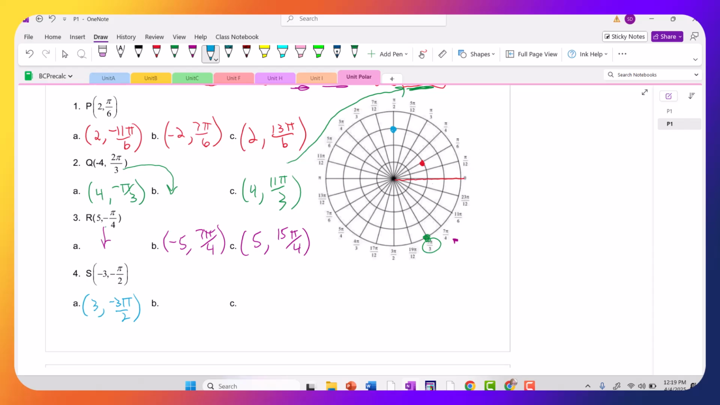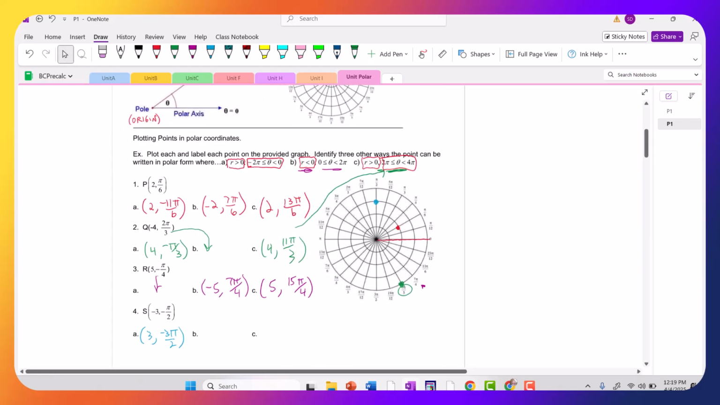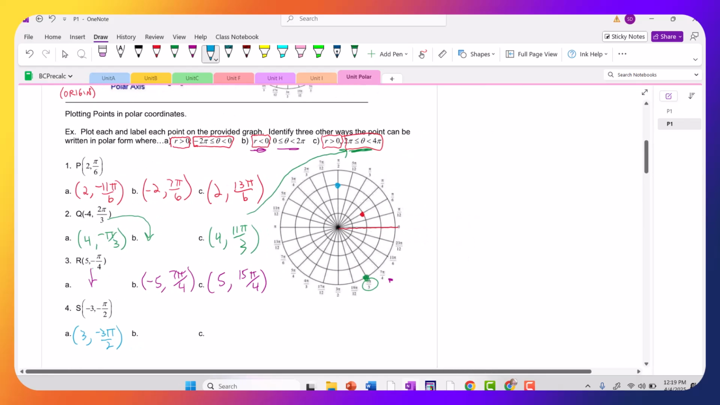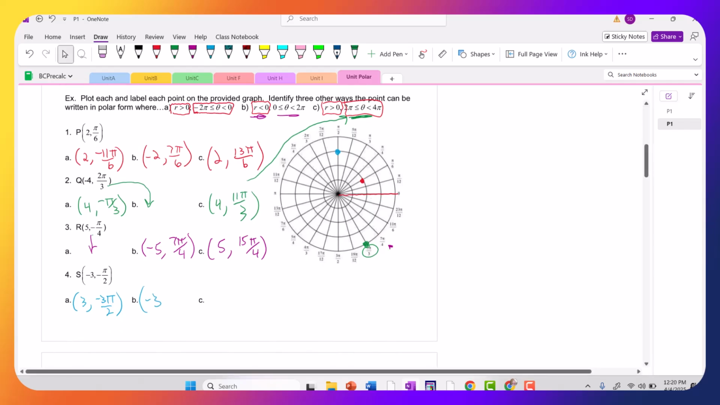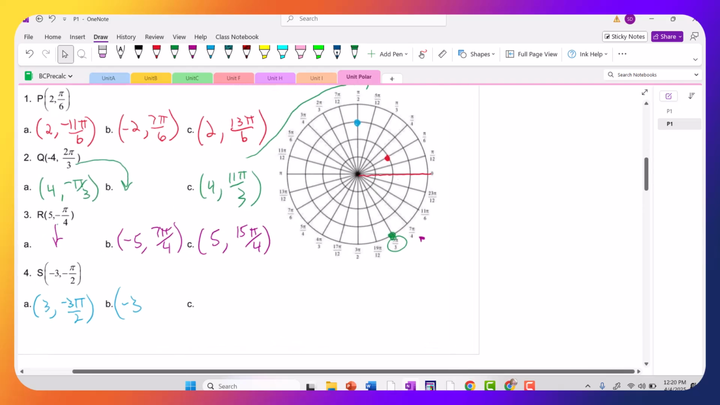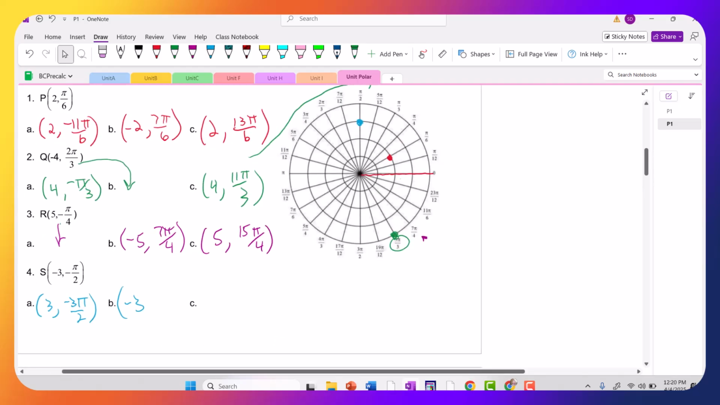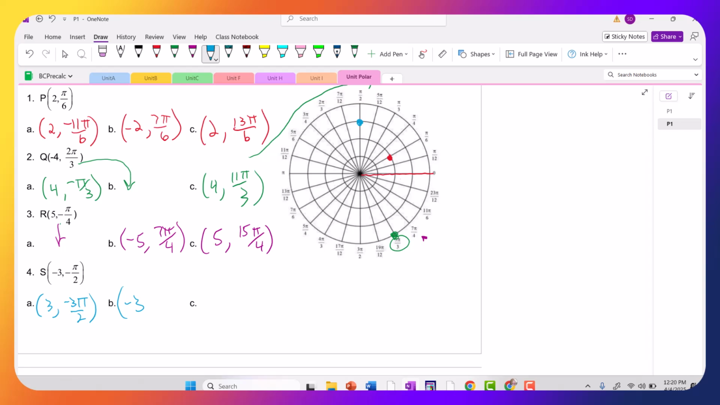Do I have any of these that are no? I think I have to fill out all of these. So it's a negative radius, but then a positive angle measure. So this is wild. What I need is a negative radius, but a positive angle measure. So that means I have to go like this. This would be 3 pi/2.